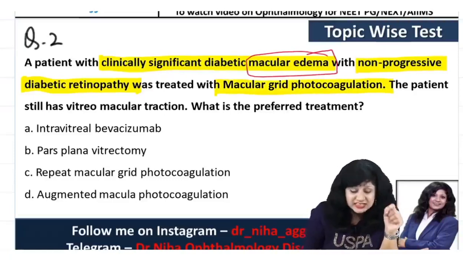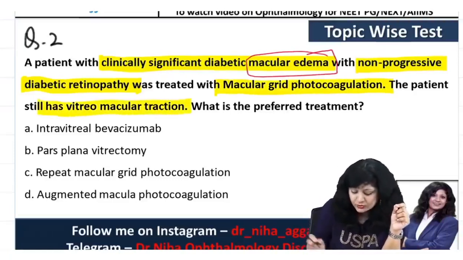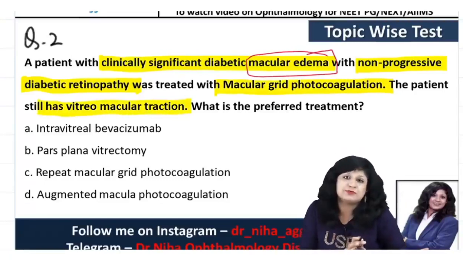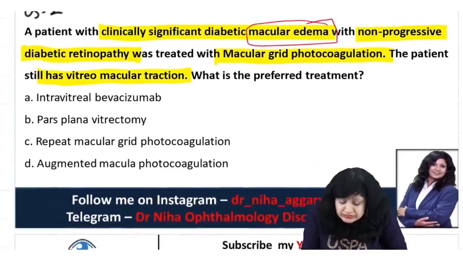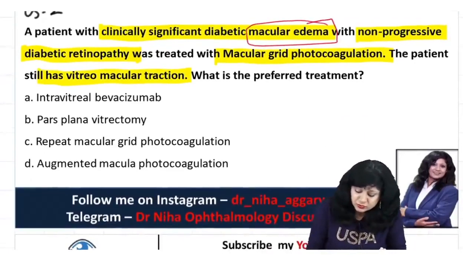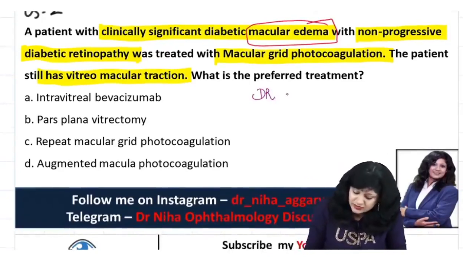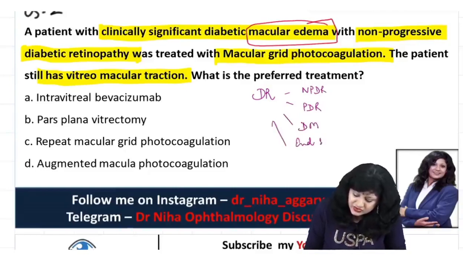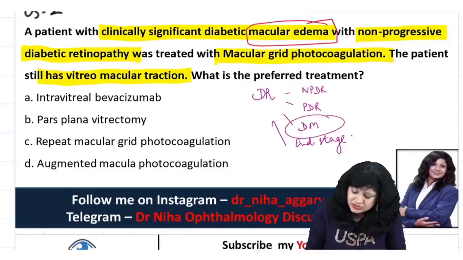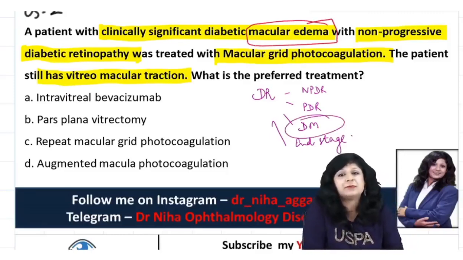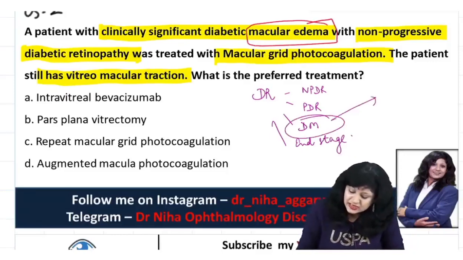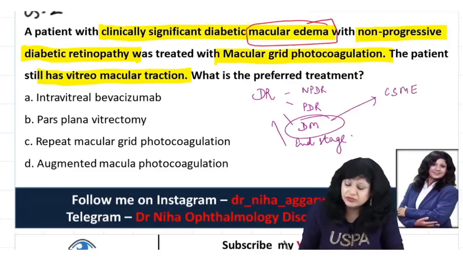The patient still has vitreomacular traction. So what is the preferred treatment? Here you have a patient who had diabetic retinopathy. You know the stages already. We have NPDR, then PDR, then diabetic maculopathy, then the end stage disease, right? So this patient is in the stage of diabetic maculopathy and has clinically significant macular edema.